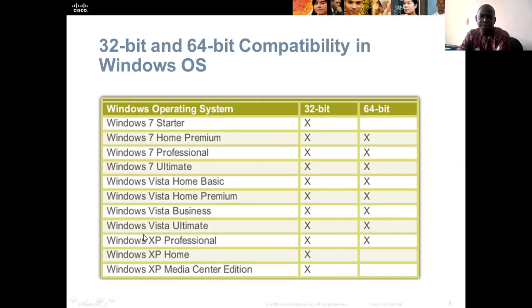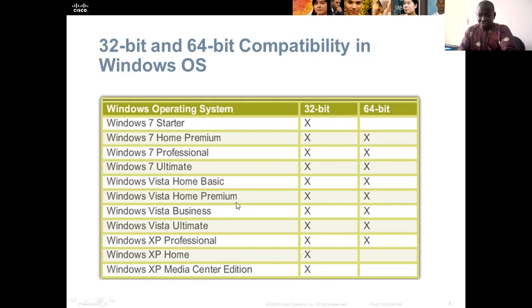Windows Vista Ultimate, 32, 64-bit. Windows XP Professional can support 32, 64-bit. While Windows XP Home can support only 32-bit. Windows XP Media Center can also support 32. So when you're choosing an operating system, you really look at what you are after. The same thing with Windows 8. They have this different. We have Windows 8 Professional, Windows 8 Pro, Windows 8 Ultimate, and all that.